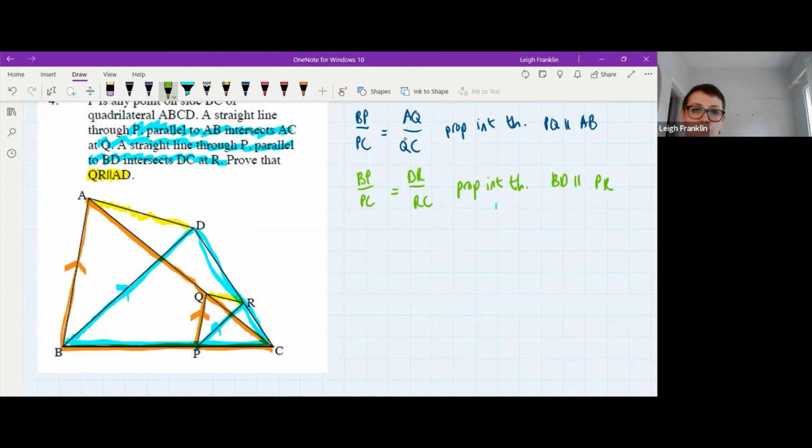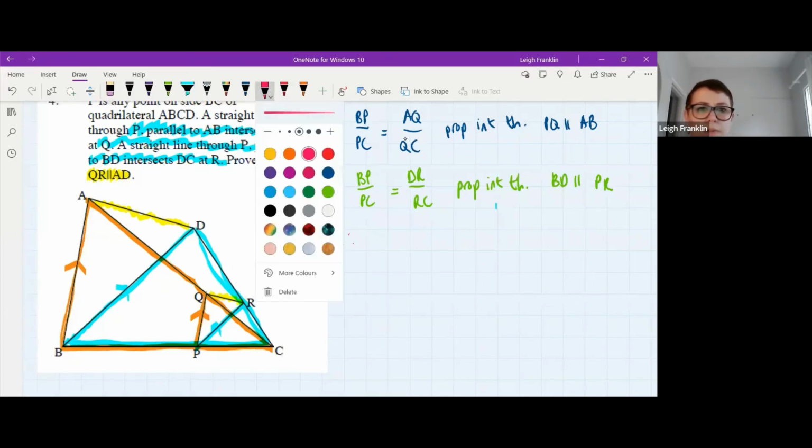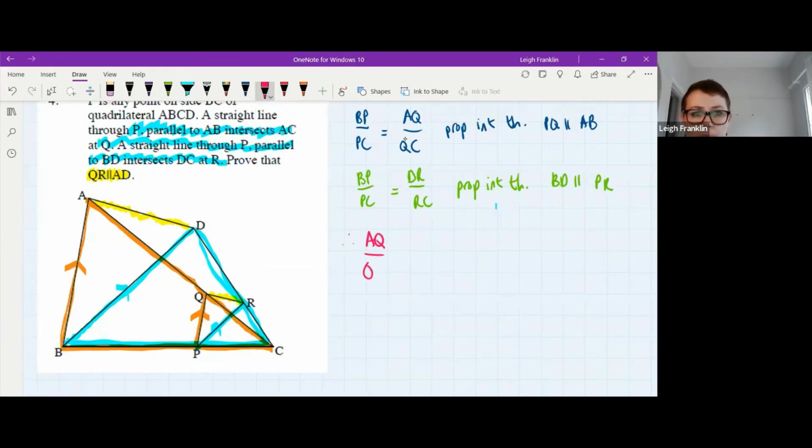Good. Now, what was the next step? Therefore, AQ over QC equals DR over RC. Absolutely. So that is your conclusion. In other words, what you've stated is that AQ over QC is equal to DR over RC.